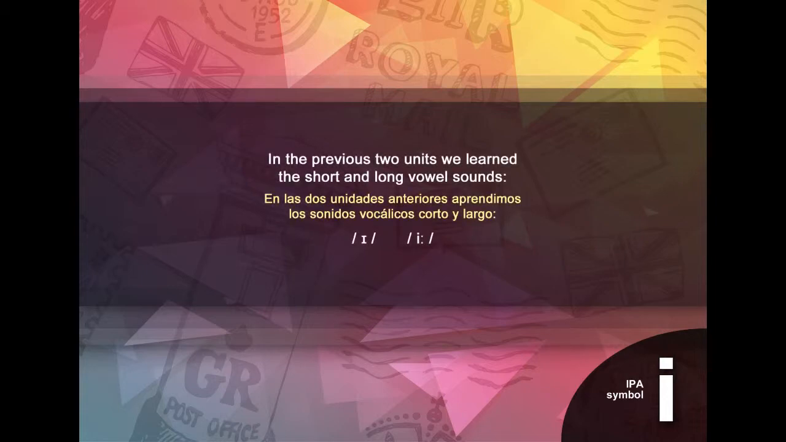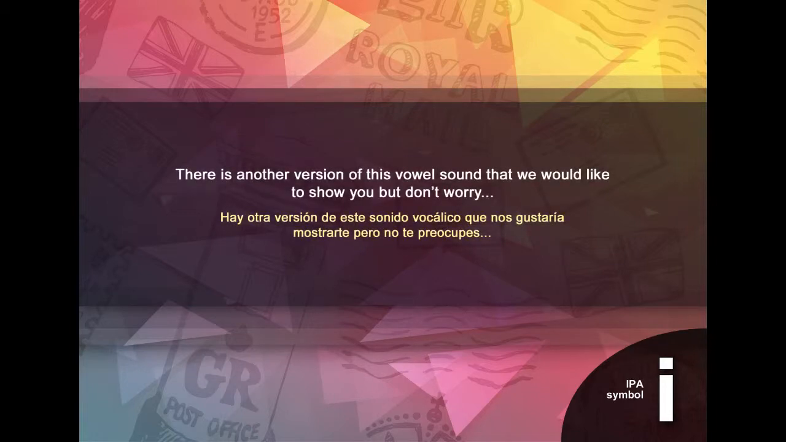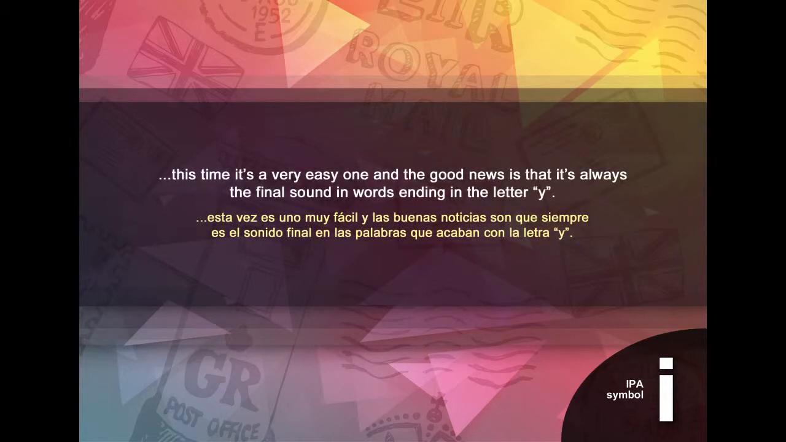In the previous 2 units, we learned the short and long vowel sounds. I, E. There is another version of this vowel sound that we would like to show you, but don't worry. This time it's a very easy one, and the good news is that it's always the final sound in words ending in the letter Y.